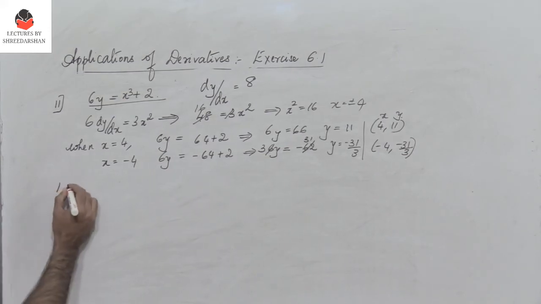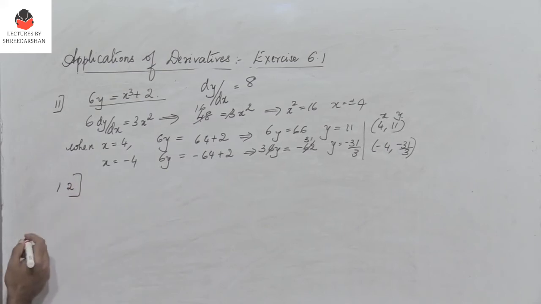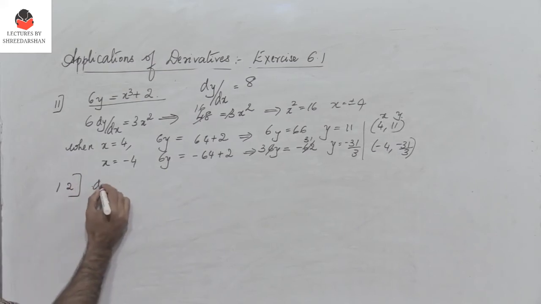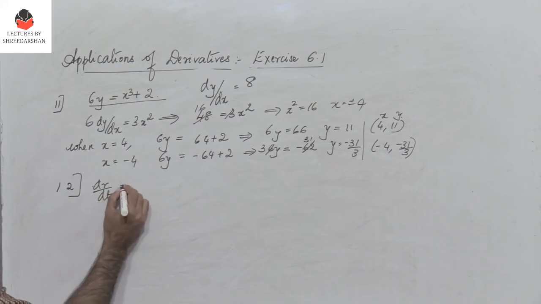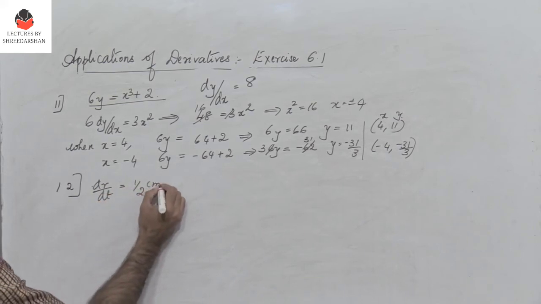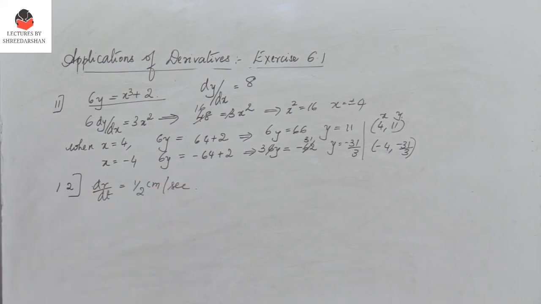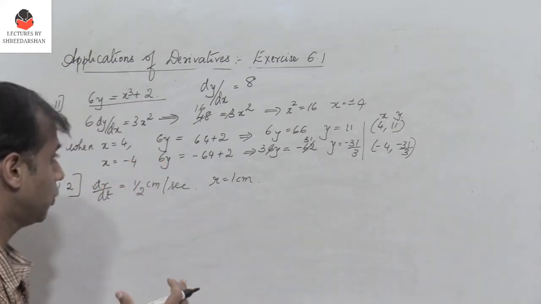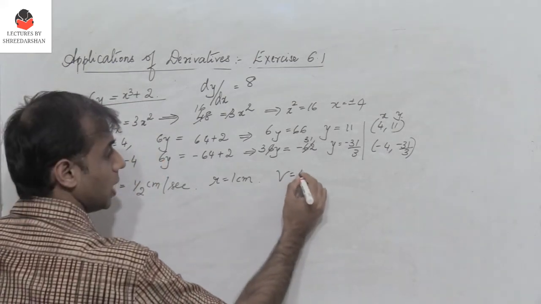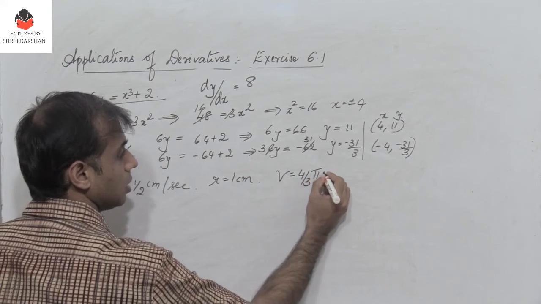Next, problem 12. The radius of an air bubble is increasing at the rate of, so dr by dt is 1 by 2 centimeter per second. At what rate is the volume of the bubble increasing when r equals 1 centimeter? So the radius of the air bubble is increasing. When we talk about an air bubble, we assume that it is spherical. So therefore the volume is 4 by 3 pi r cube.